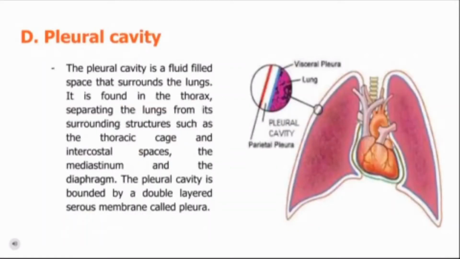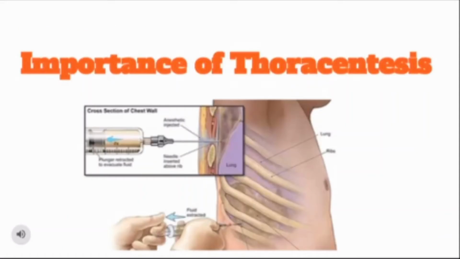Pleural cavity. The pleural cavity is a fluid-filled space that surrounds the lungs. It is found in the thorax, separating the lungs from its surrounding structures such as the thoracic cage, intercostal spaces, the mediastinum, and the diaphragm. The pleural cavity is bounded by a double-layered serous membrane called pleura.